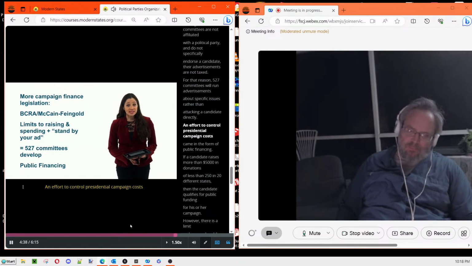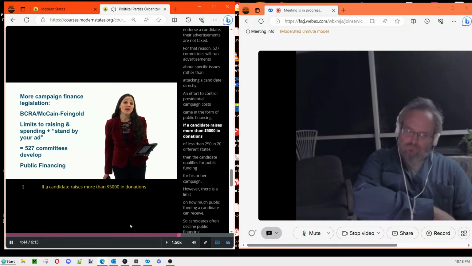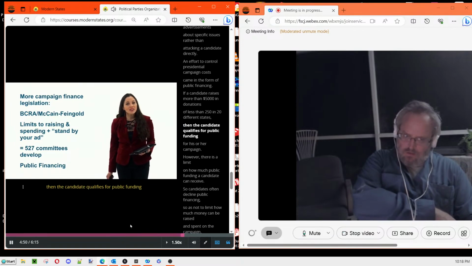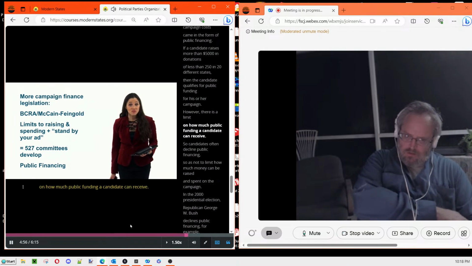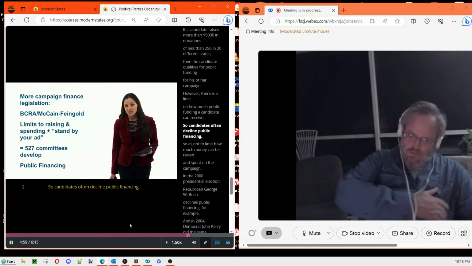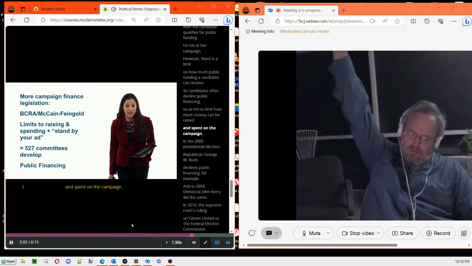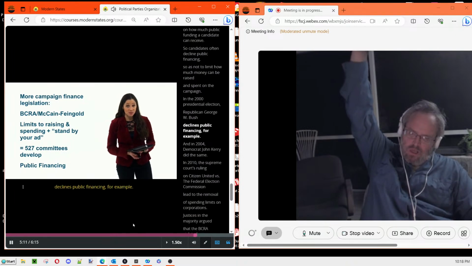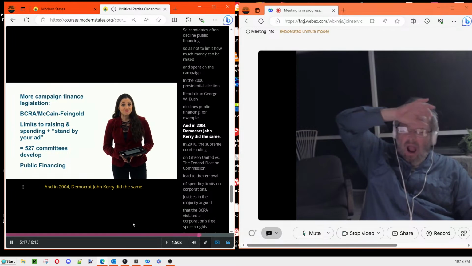An effort to control presidential campaign costs came in the form of public financing. If a candidate raises more than $5,000 in donations of less than $250 in 20 different states, then the candidate qualifies for public funding for his or her campaign. However, there is a limit on how much public funding a candidate can receive, so candidates often decline public financing, so as not to limit how much money can be raised and spent on the campaign. In the 2000 presidential election, Republican George W. Bush declined public financing, for example, and in 2004, Democrat John Kerry did the same.